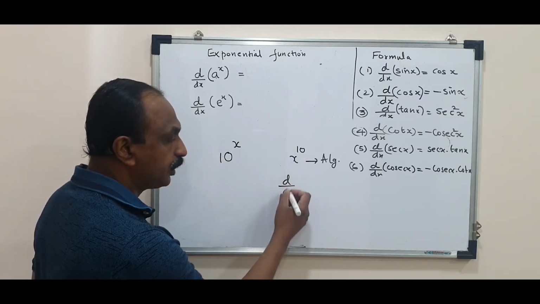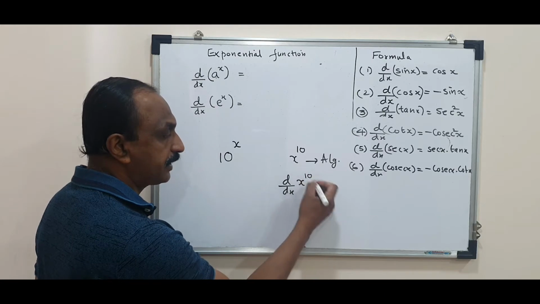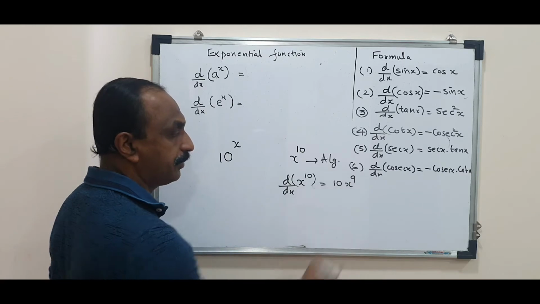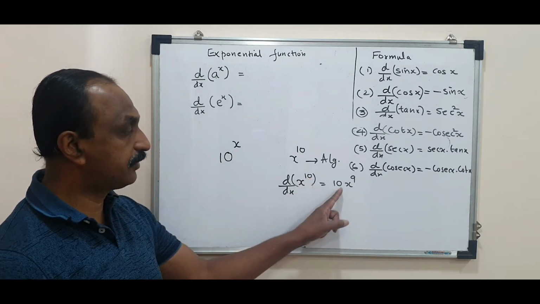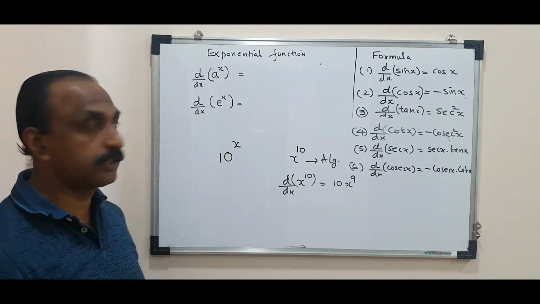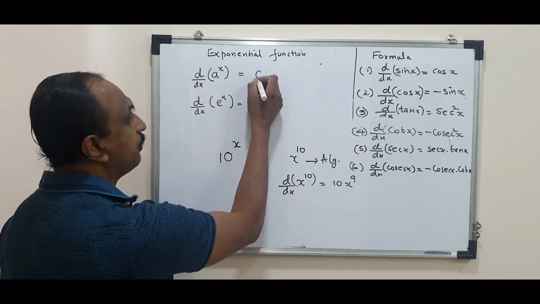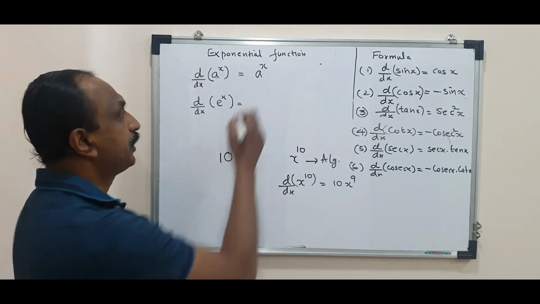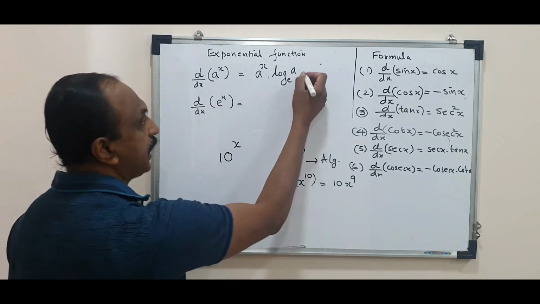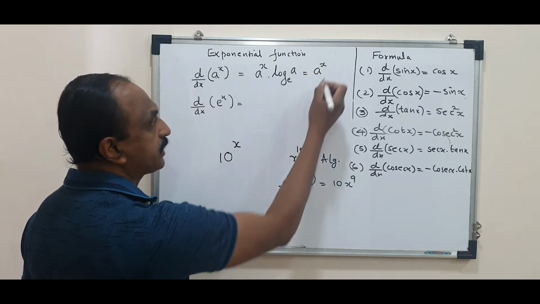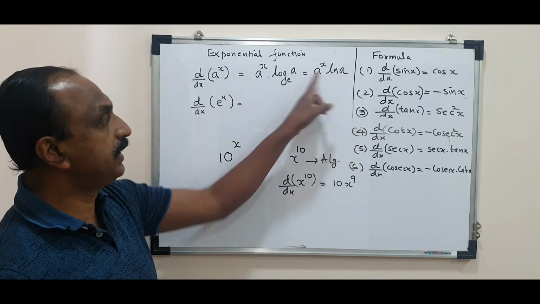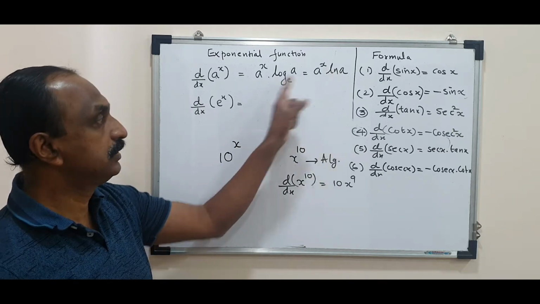We have learned the derivative of such type of function. X to the power 10: start from the power and reduce the power by 1. So the derivative of x raised to 10 is 10 x raised to 9. What will be the derivative of 10 raised to x? What will be the derivative of an exponential function? Derivative of a raised to x will be a raised to x, repeat it, into log a to the base e, which can also be written as a to the power x into ln a. Log to the base e can be written as ln, natural log.